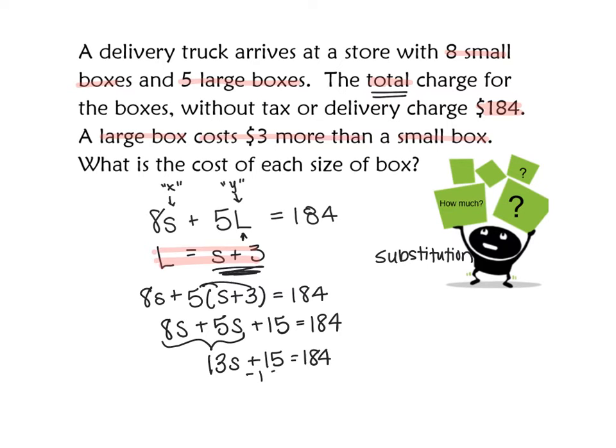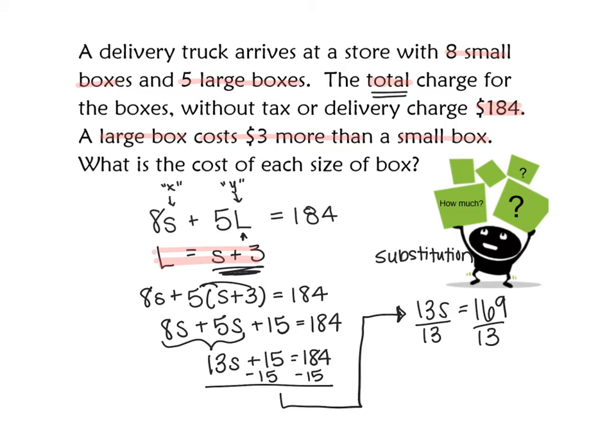I can subtract 15 from both sides. I'm going to go ahead and rewrite this over here. So I have 13S equals 169. And when I divide both sides by 13, I get 13 for S. So I have 13 small boxes.